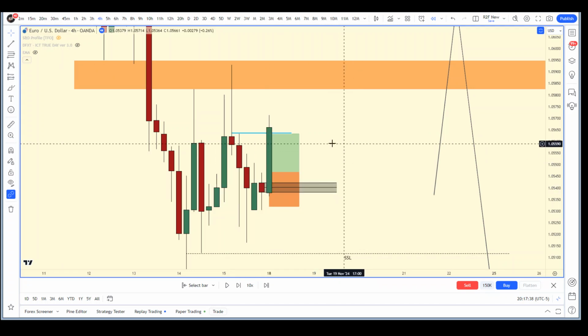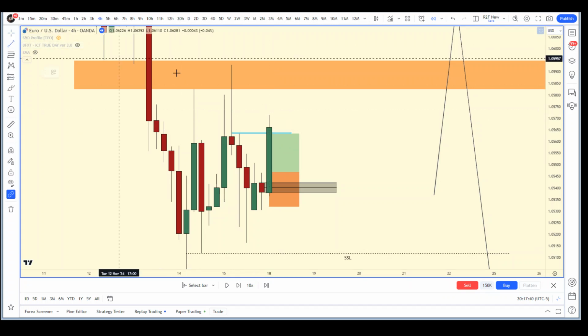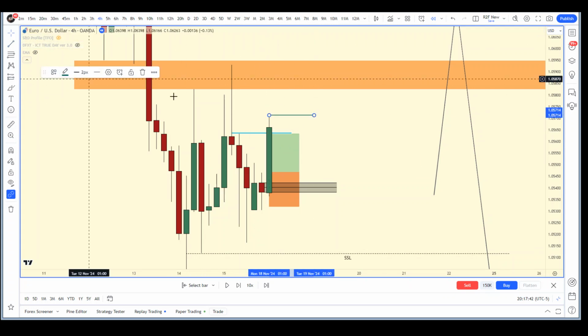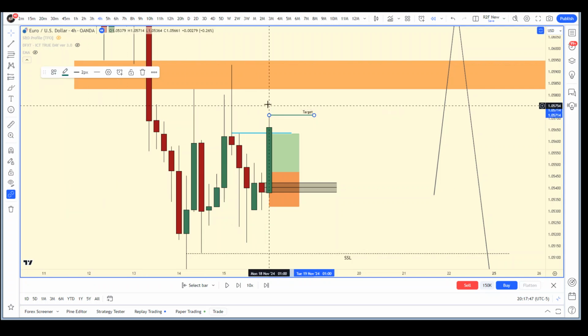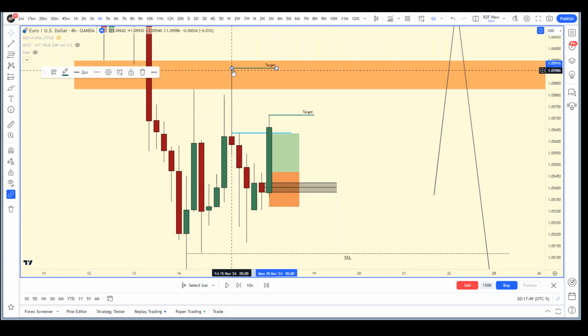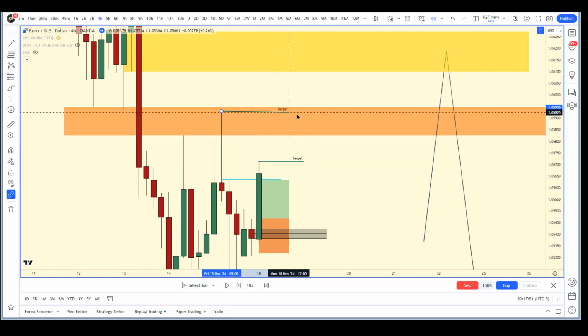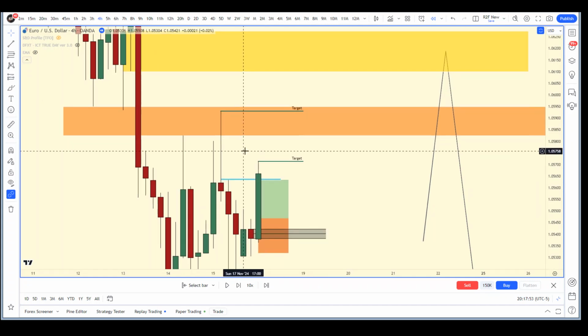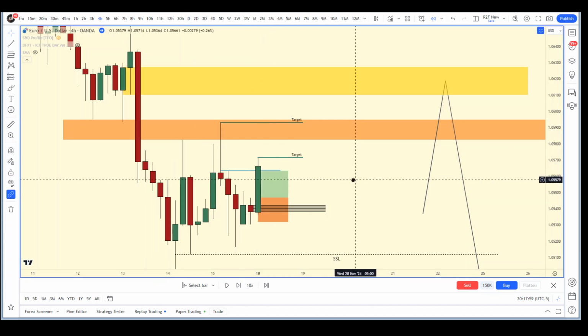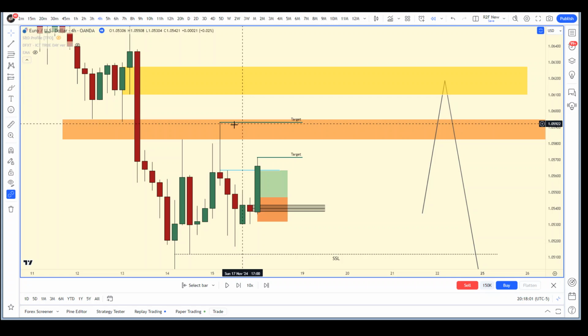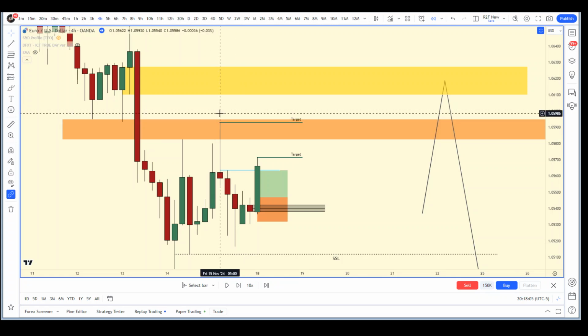So first target, the external range liquidity of here, okay? And then second target, I would target obviously this high, and it would be a higher time frame PD array. I don't want to go to the higher time frame because it's going to show the candles, but basically, definitely a swing high like this and coming into that 2-day CB. Okay, that's the next target.